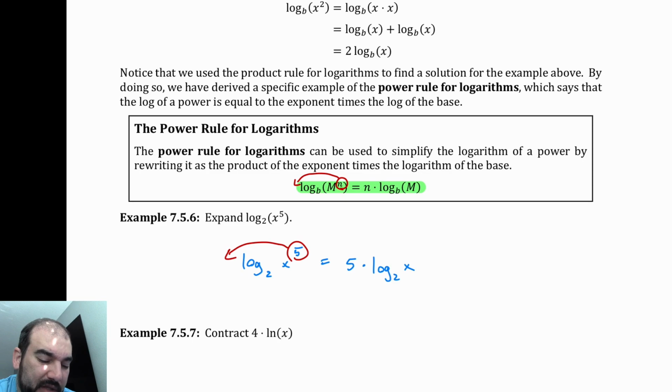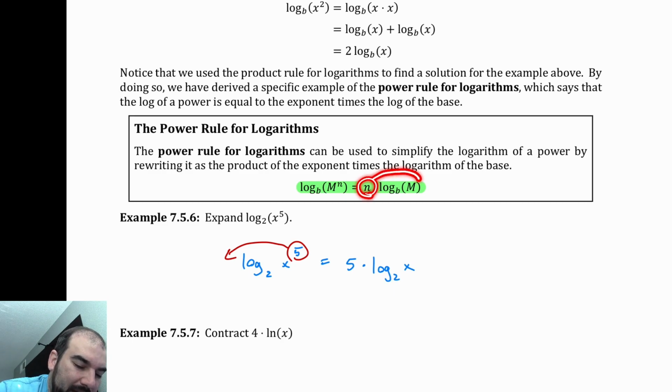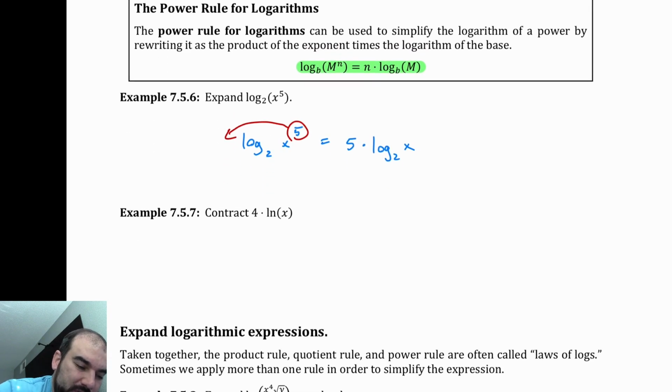Right, and we can go the other way as well. If we have something multiplied by a log, we could take this number in the front, or whatever is in the front, and put it back up as an exponent of whatever is inside the log. Right, so that's how we go from one form to the other. So the power rule goes both ways.